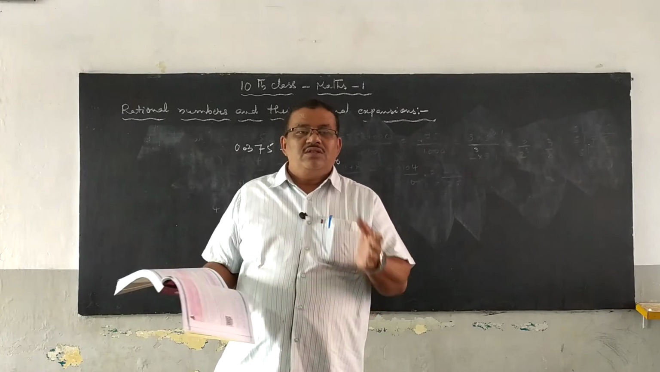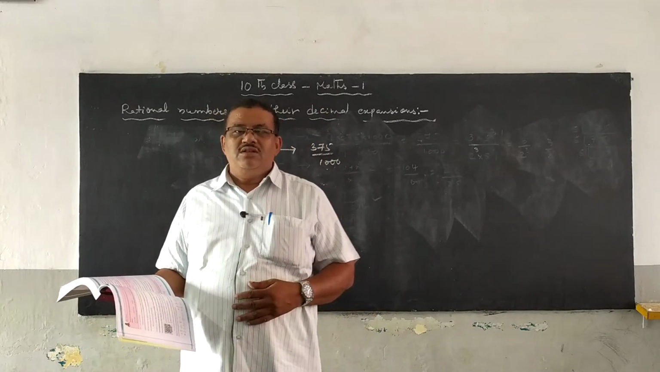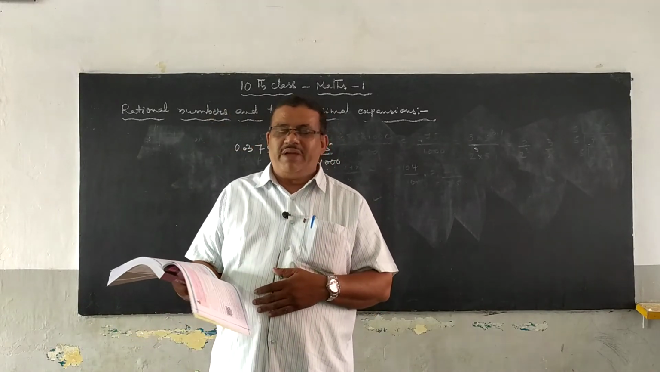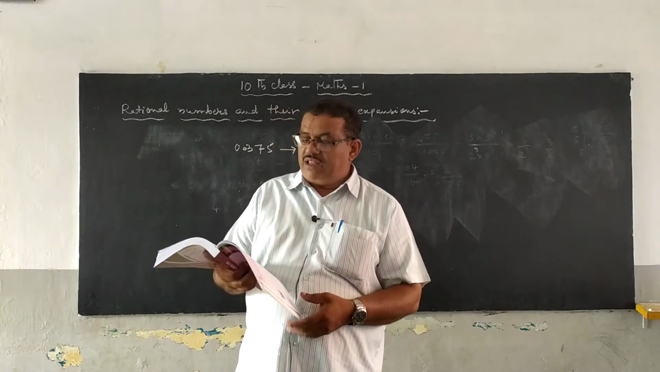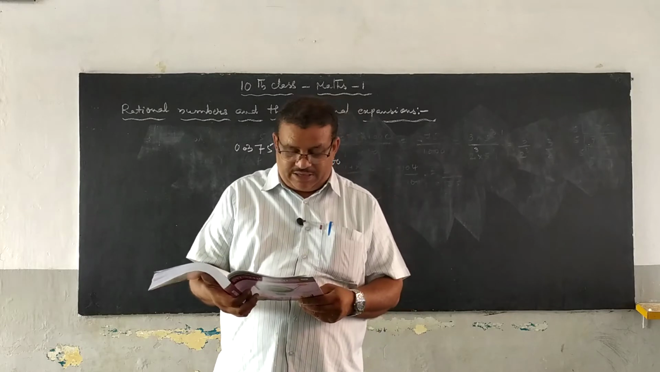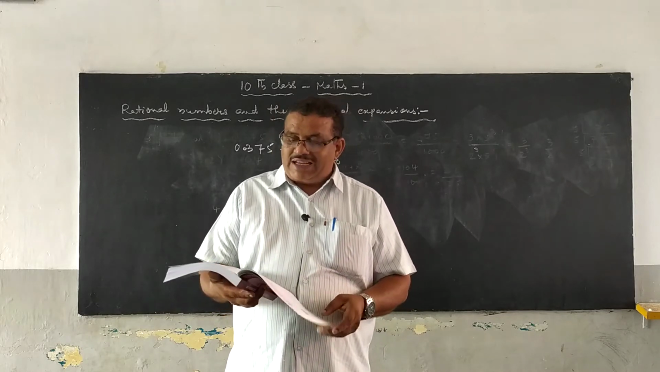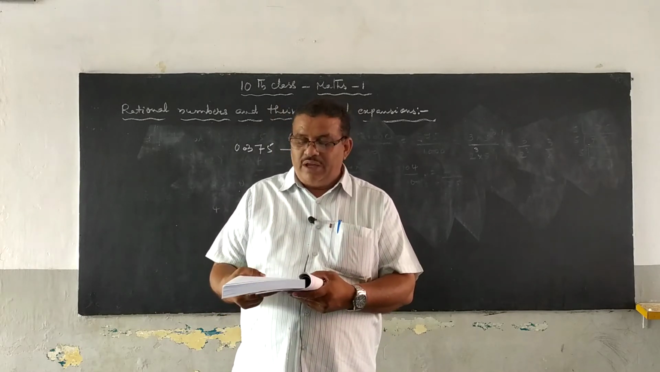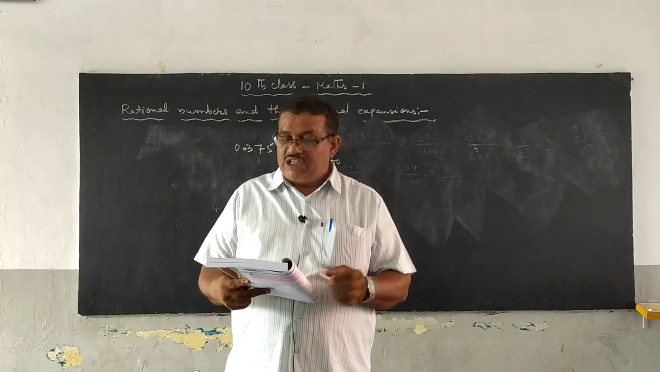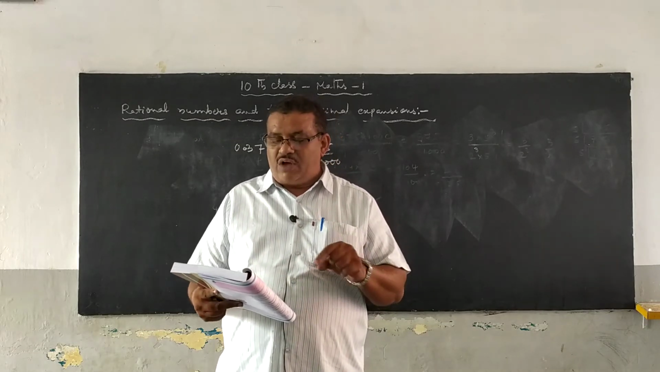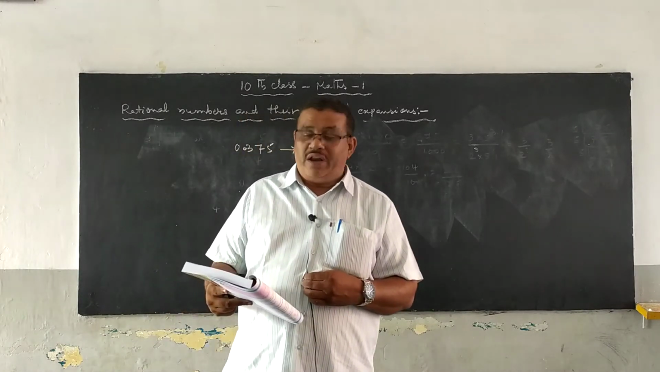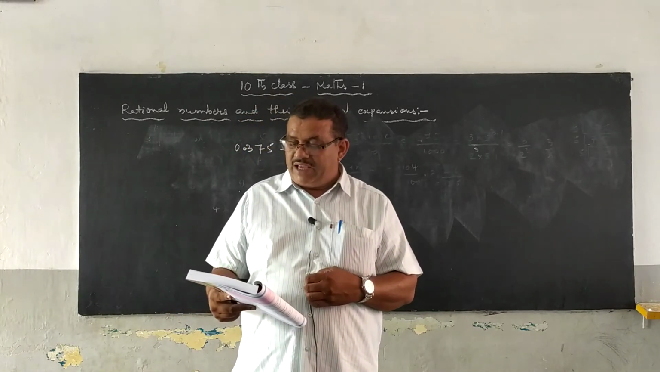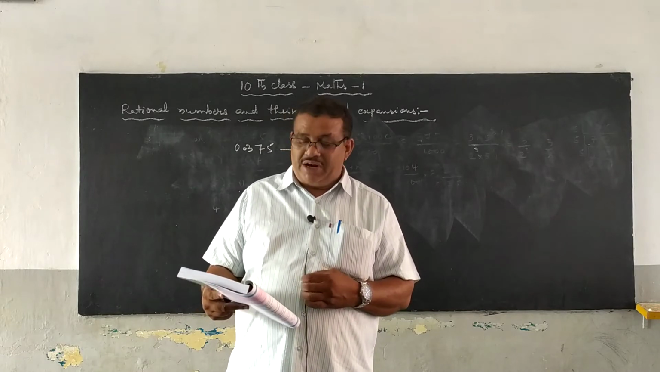Now, some rational numbers are there. These rational numbers can be expressed in the form of p by q. How do we state Theorem 1.4? Let x equal p by q, a rational number, such that the prime factorization of q is of the form 2 power n into 5 power m, where n and m are non-negative integers. Then x has a decimal expansion which terminates.